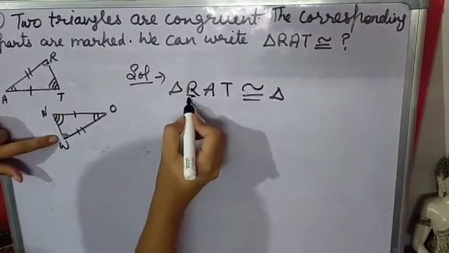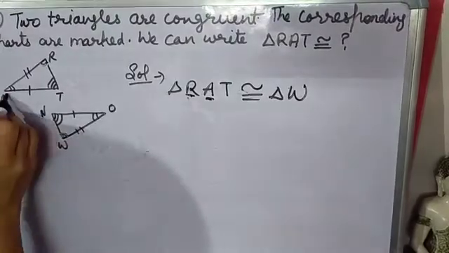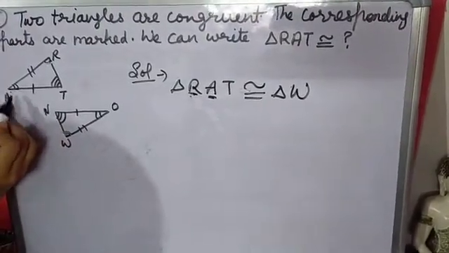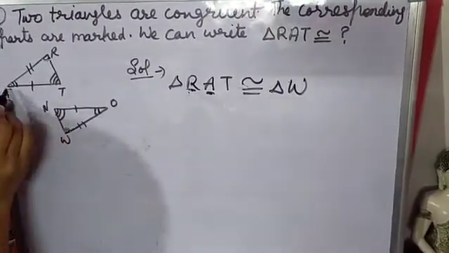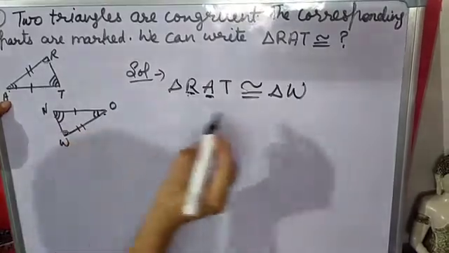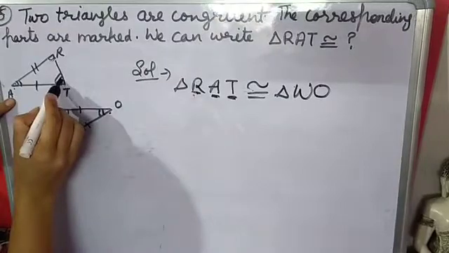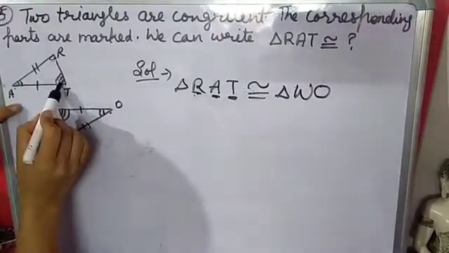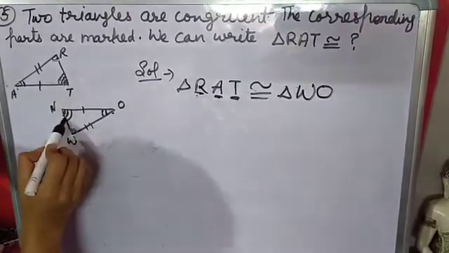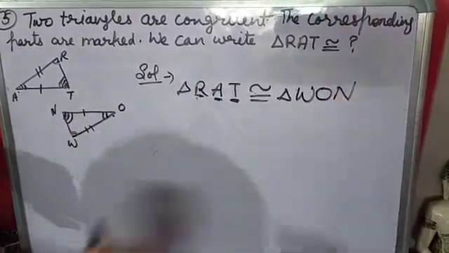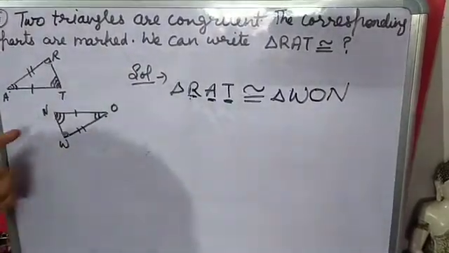So what is the corresponding of R? W. Now next is A. Look here, this angle A is equal to angle O. Two lines and two lines, two signs are there. So angle A is equal to angle O. So which letter will come? O. Next is T. Three lines are there. Which is the corresponding of T? That is N. These three lines are. So angle T is equal to angle N. So here N will come. So it means triangle RAT is congruent to triangle WON.